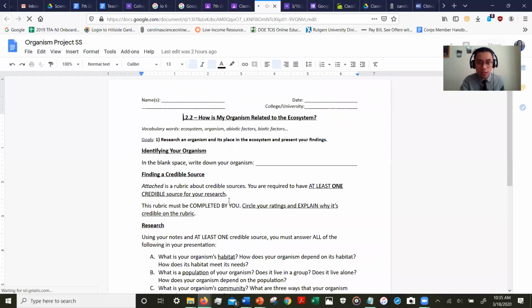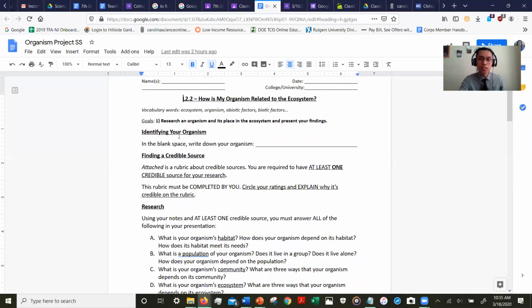Okay, how is my organism related to the ecosystem? That is the actual lesson for these next couple of days. This is the project. So the goal is to research an organism and its place in the ecosystem, and then eventually you are going to present your findings to everybody else. But first, in the blank space, I need to identify my organism.